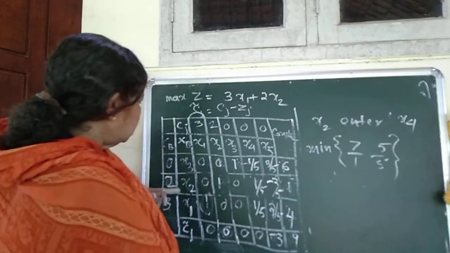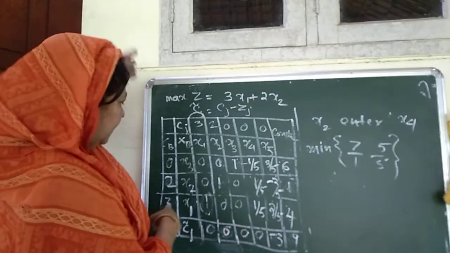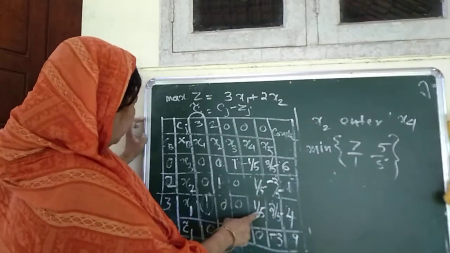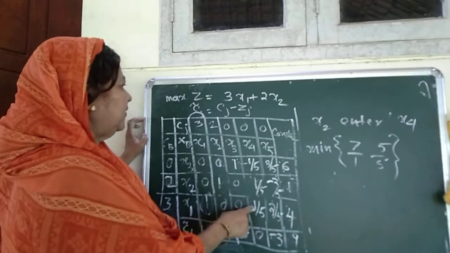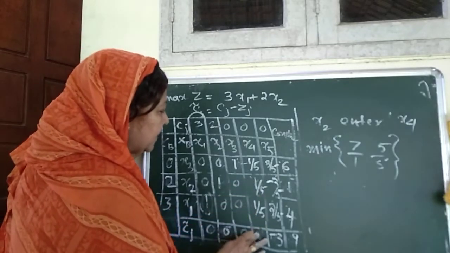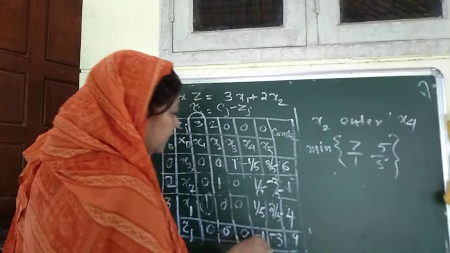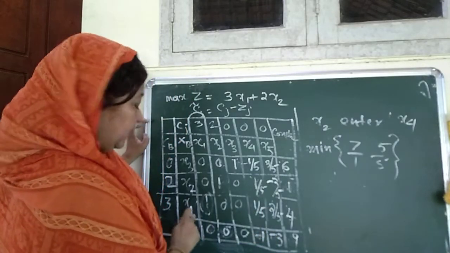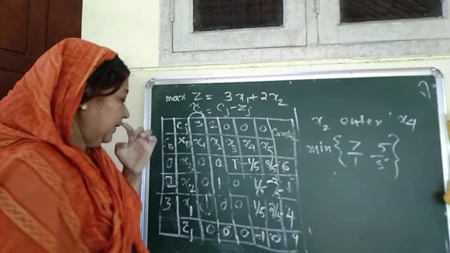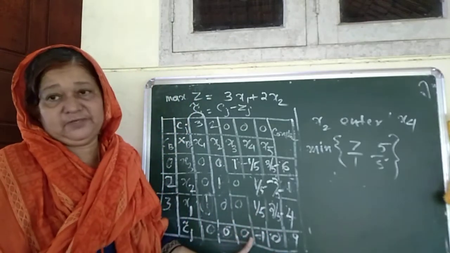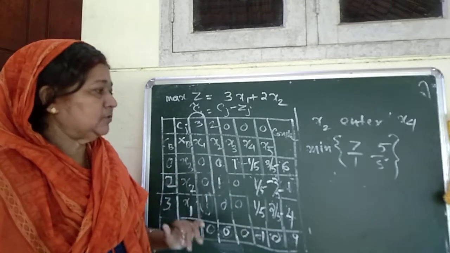Cost is here 2, 3. Therefore, here 3 into 1 by 5 plus 2 into 1 by 5, that is 5 by 5, that is 1. So, it is minus 1. Here also we get minus 1. Here also we can see that is 0. So, there is no positive profit. Therefore, it is the optimal solution.